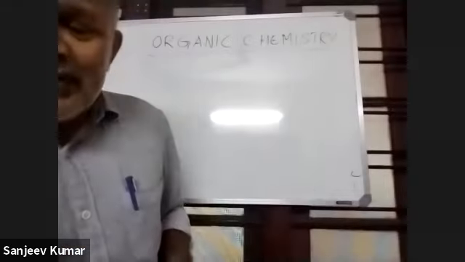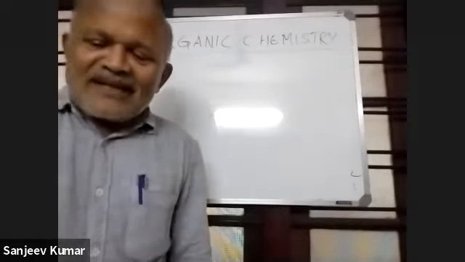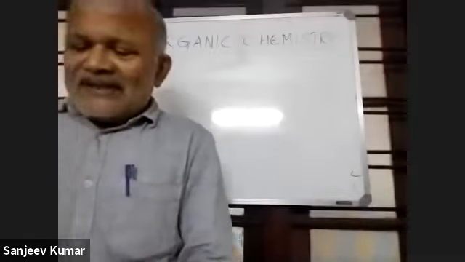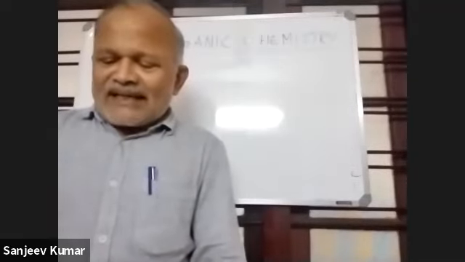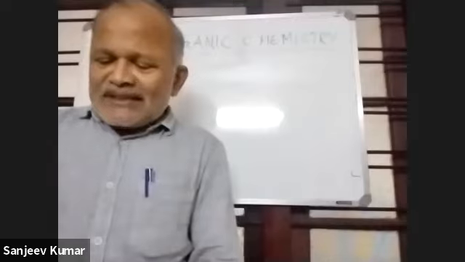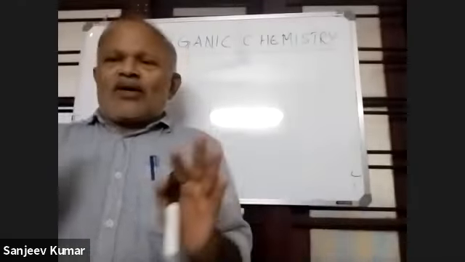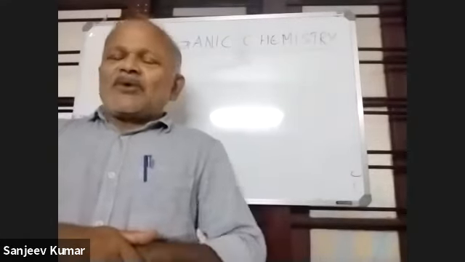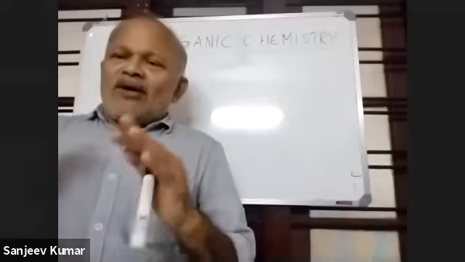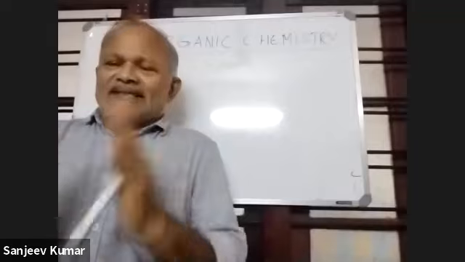Anyway, I am not going into the details; I am going to the questions directly. The first question is the number of primary, secondary, and tertiary carbon atoms in 2,3-dimethyl pentane. The parent organic compounds are hydrocarbons, and hydrocarbons are compounds containing only two elements, carbon and hydrogen.